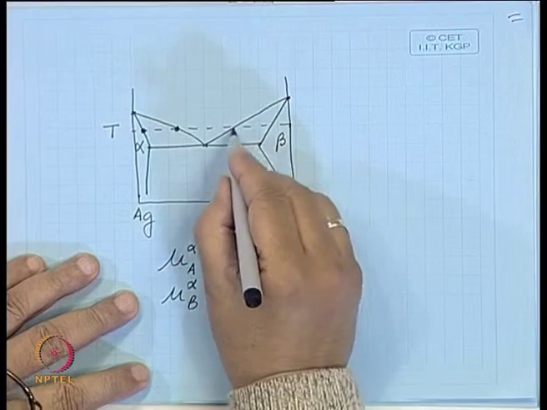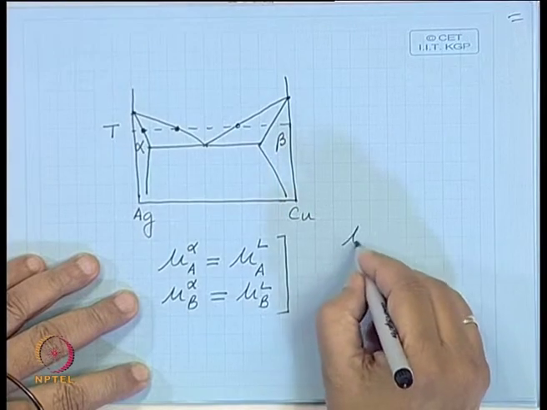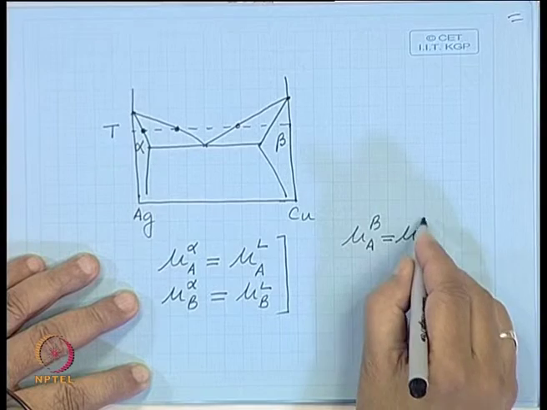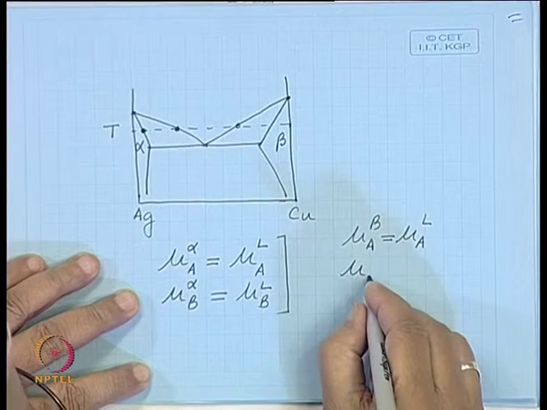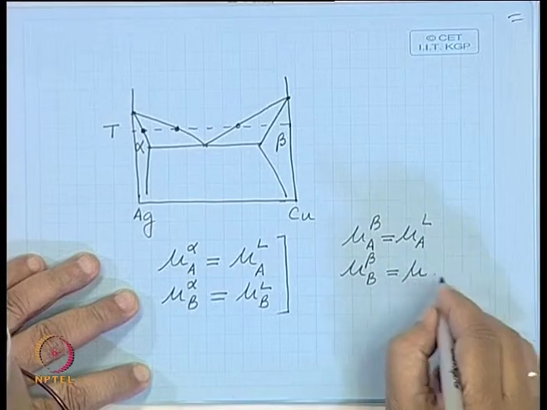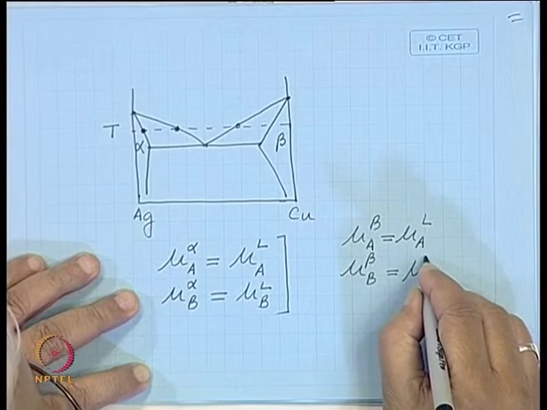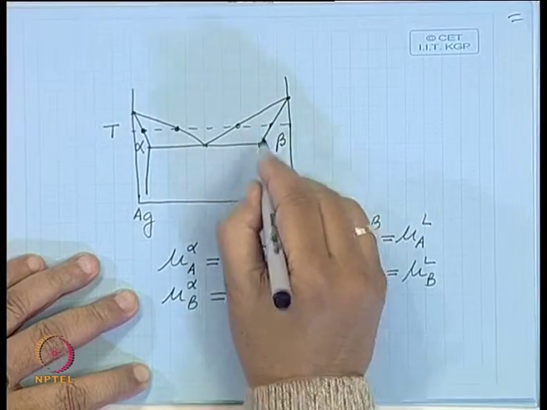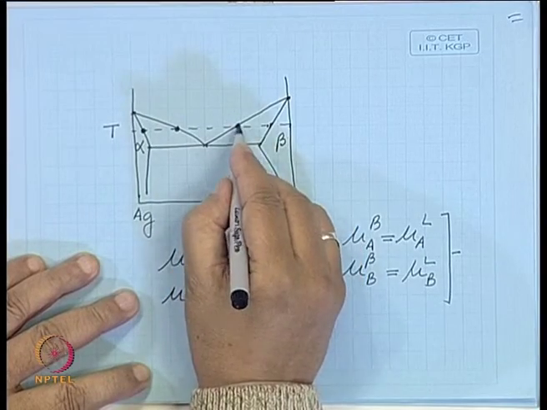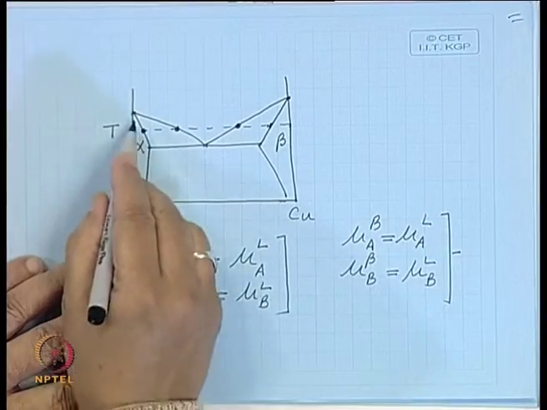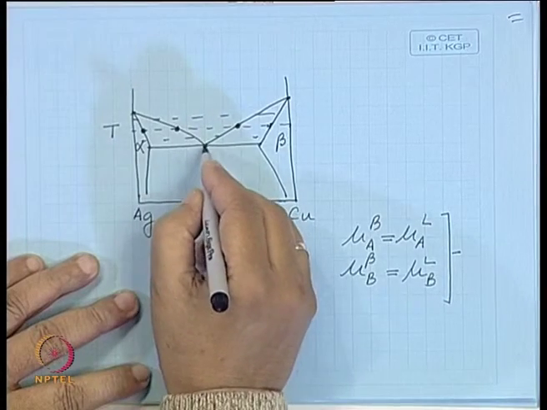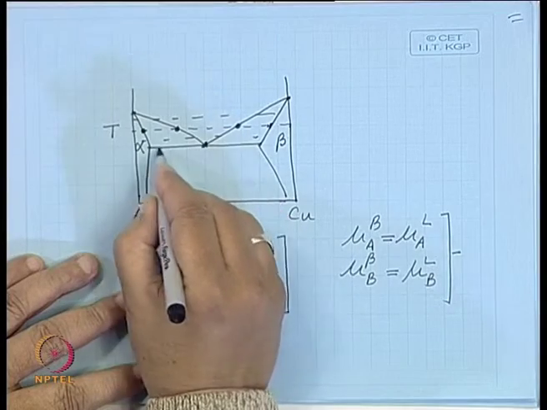Same way, you can equate mu A in beta to mu A in liquid, and equate mu B in beta, this is equal to mu B in liquid. By applying this to these two points, it is possible to calculate these compositions. And once you do it for different temperatures, you extend and you will get this eutectic temperature.